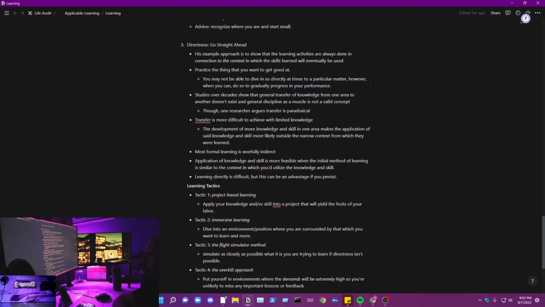Transfer is more difficult to achieve with limited knowledge. The development of more knowledge and skill in one area makes the application of said knowledge and skill more likely outside the narrow context from which they were learned.